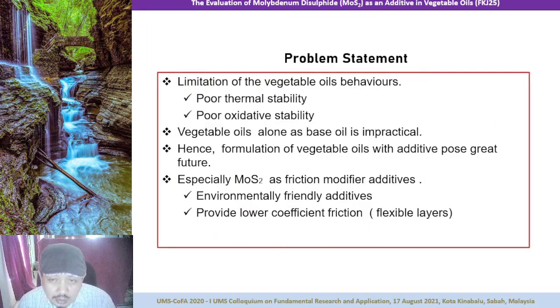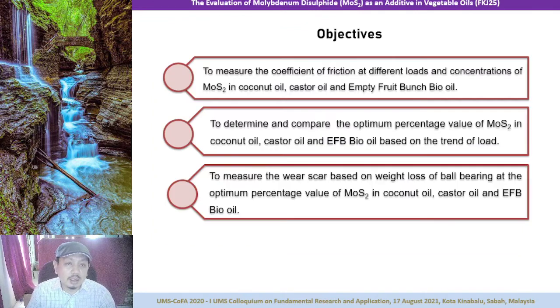However, it has limitations. Vegetable oil has poor thermal stability and poor oxidative stability, and vegetable oil alone as a base oil is impractical. Hence, we have to put in some additive, and molybdenum disulphide has been chosen as a friction modifier additive. This is because it is an environmentally friendly additive and provides a lower coefficient of friction, with a flexible layer.